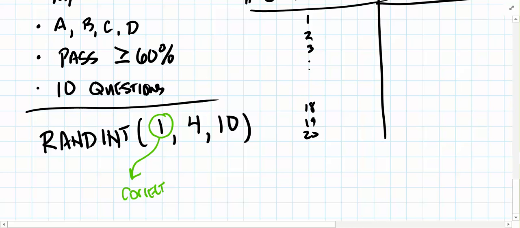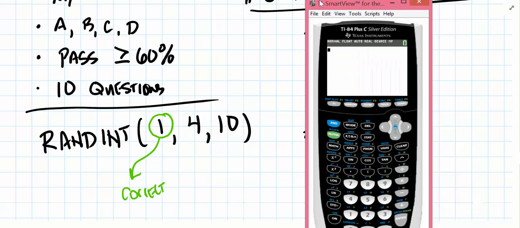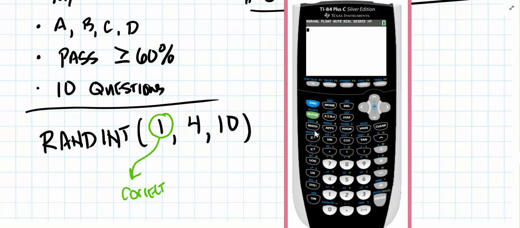So let me show you how this works. So on the calculator, bring up the calculator for us. Okay? Here you go. You're going to go to the math button. It's okay. You're going to go over to probability. And that's what we're talking about. And you'll see option number 5 right there. See how it says random integer? So we're going to push option number 5.